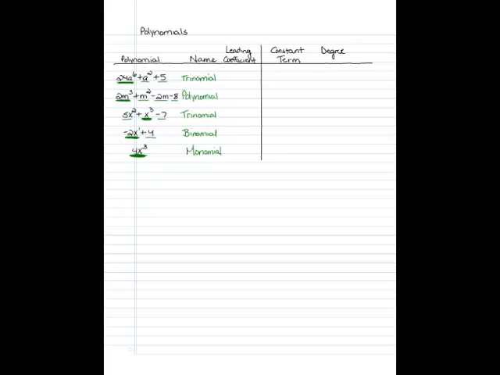The leading coefficient is the coefficient of the leading term. So for this first one, the leading term was 24a to the 6th, so the leading coefficient was 24. In the second one, 2m cubed was the leading term, so the leading coefficient would be 2. In the third one, remember, x cubed was the leading term. The coefficient, even though it's not written, is 1, so the leading coefficient is 1. In the next one, negative 2x to the first power, so negative 2 is the leading coefficient. And the last one, the leading coefficient is 4.